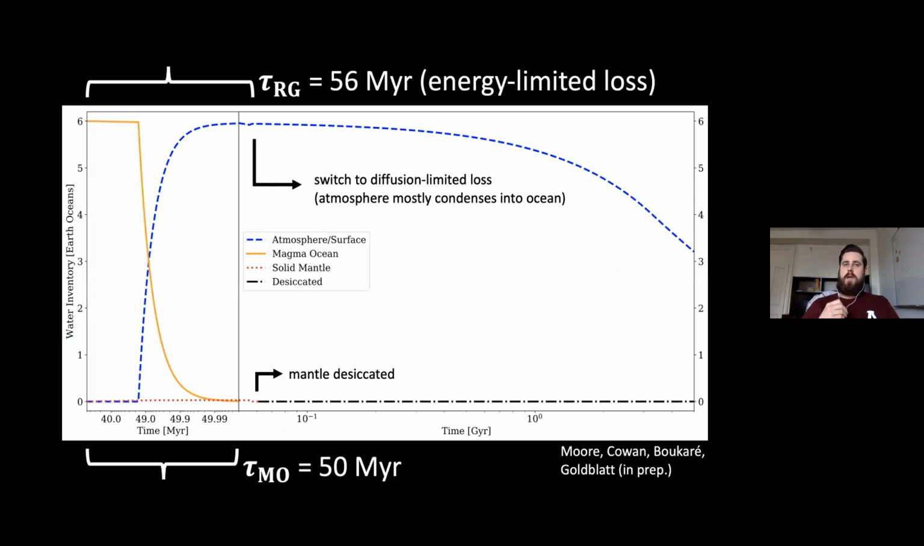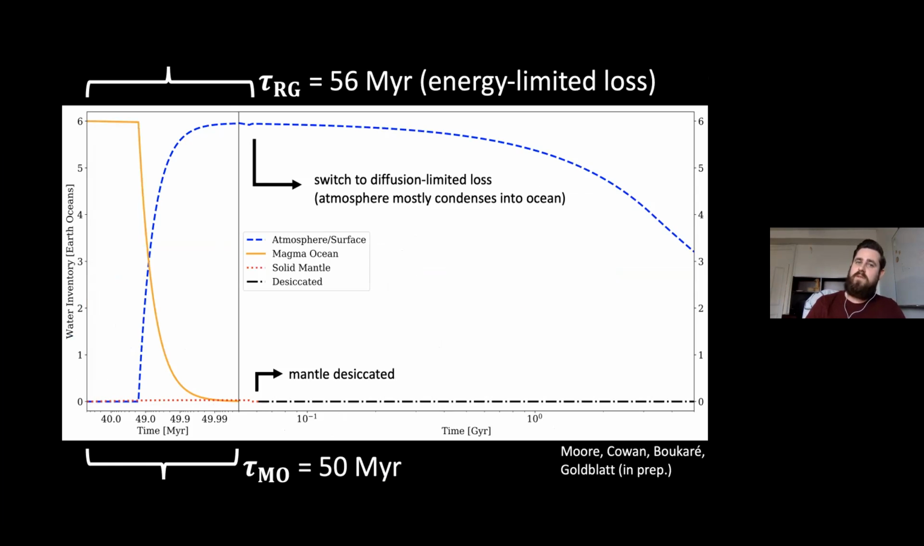So here we go. The length of the runaway greenhouse in this simulation is 56 million years. During the runaway greenhouse, we'll have energy limited loss to space. This left panel shows the length of the magma ocean. It solidifies in 50 million years. And you'll notice that I have this weird reverse log scale on this panel, and that's because most of the action actually happens at the end.